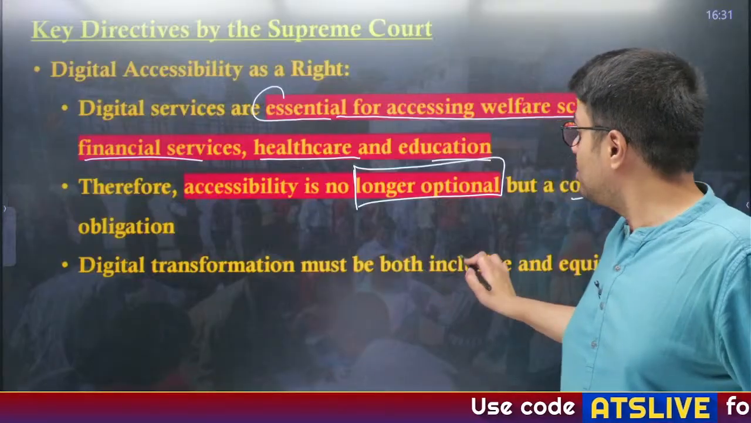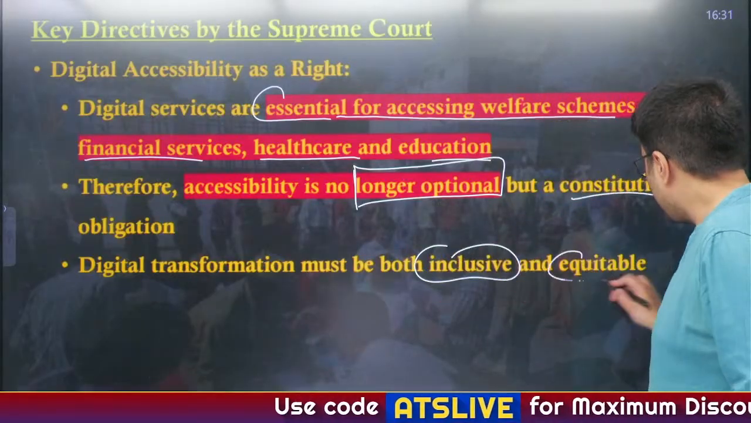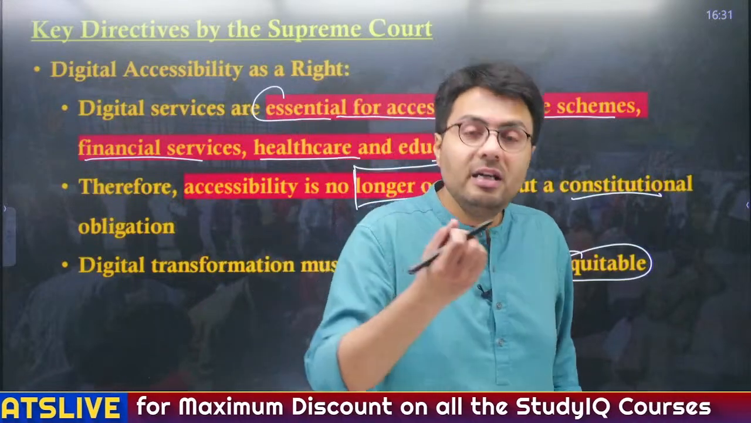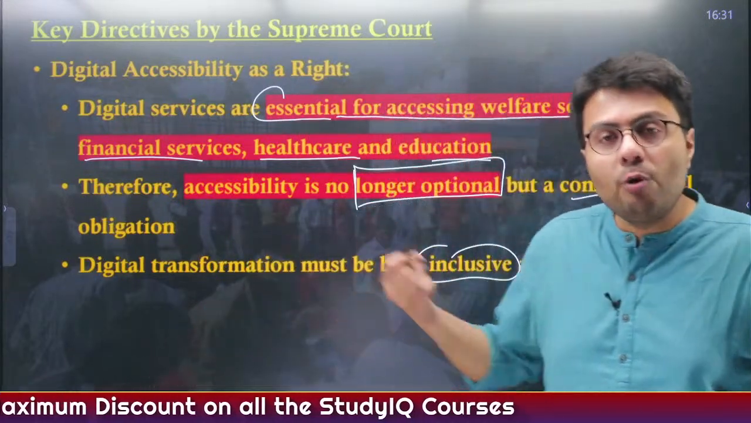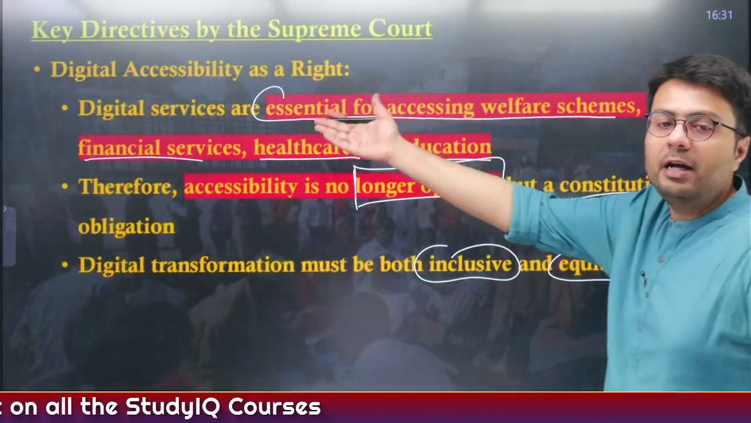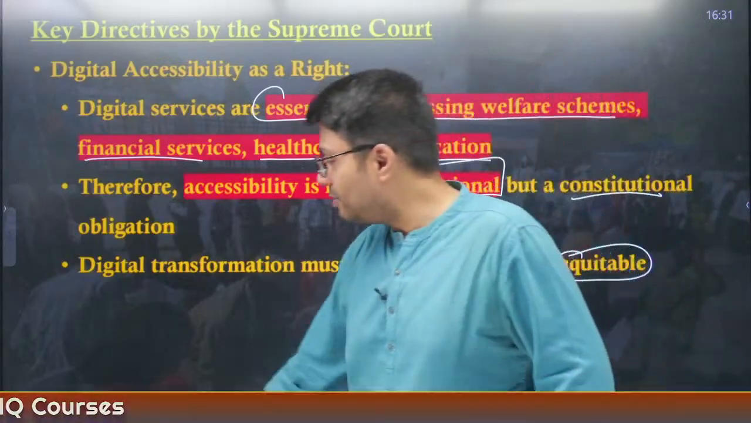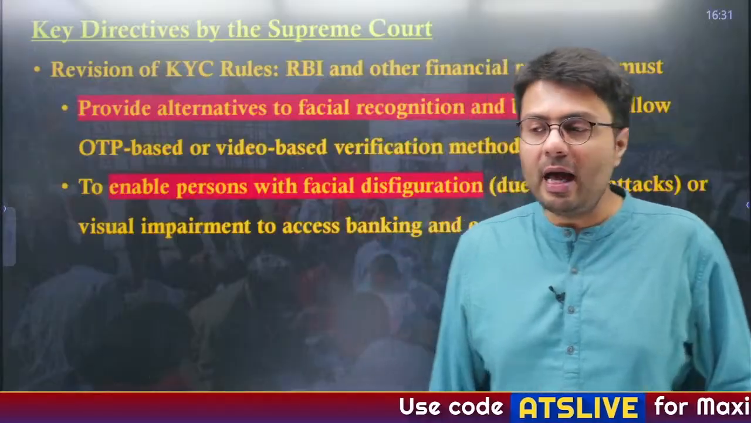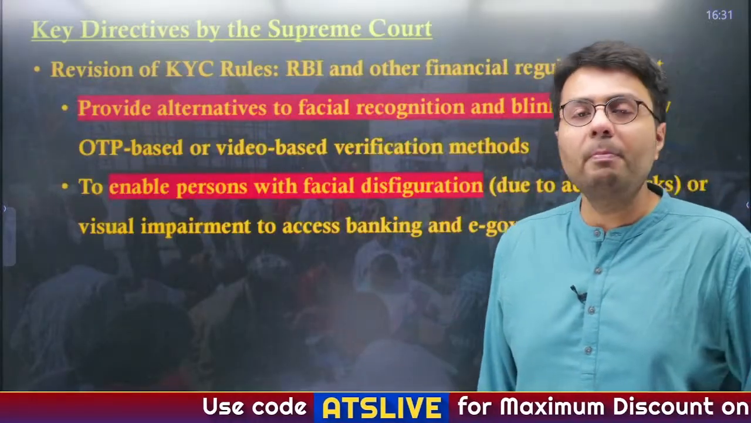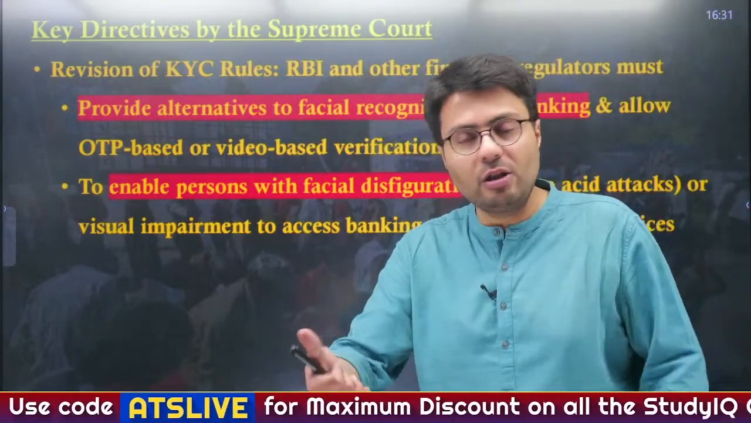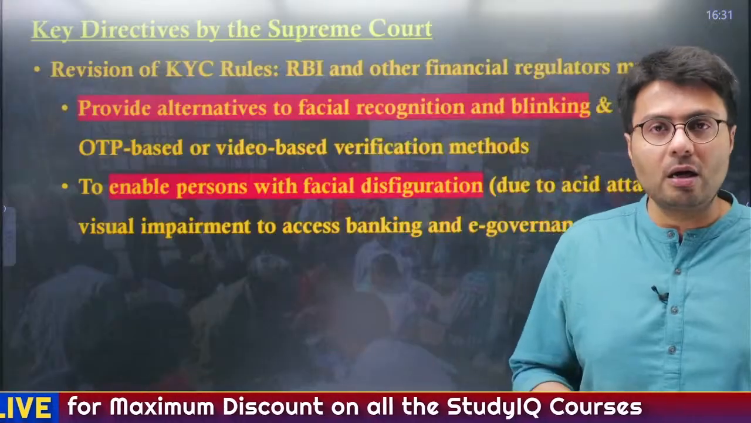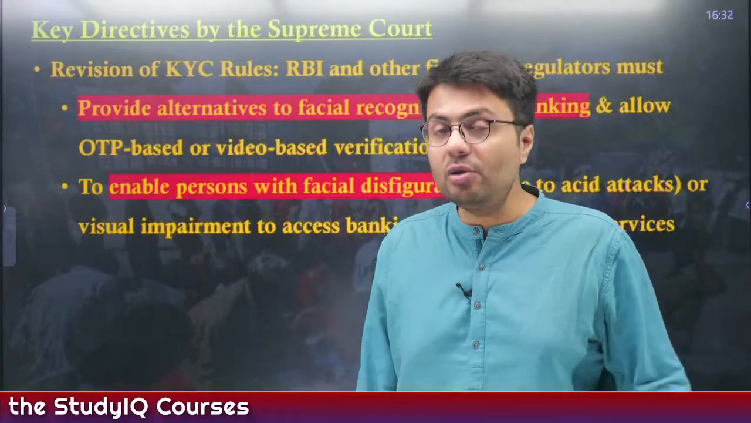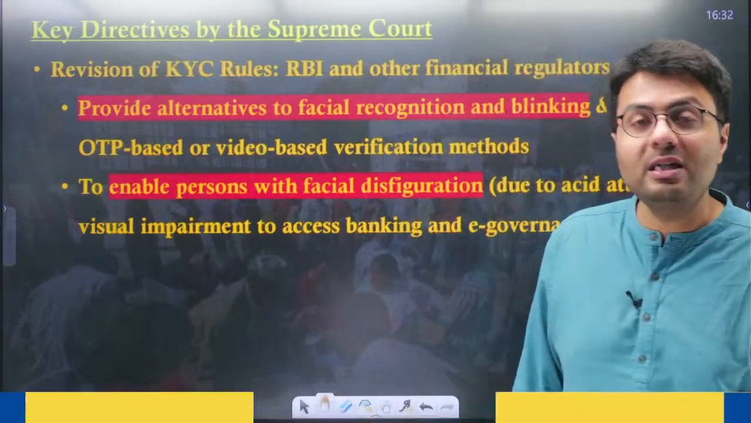And this digital transformation should be inclusive and equitable. That means people belonging to different castes, different categories, disabled and non-disabled persons, poor and rich persons, they should have equal right to such digital services, right? Now, suppose you go to a bank and that bank asks you to submit your Aadhaar card and verify your thumbprint in order to open a bank account. But what if you do not have your hand? So how will you verify your thumbprint, right? These are the kinds of problems faced by people with disability.